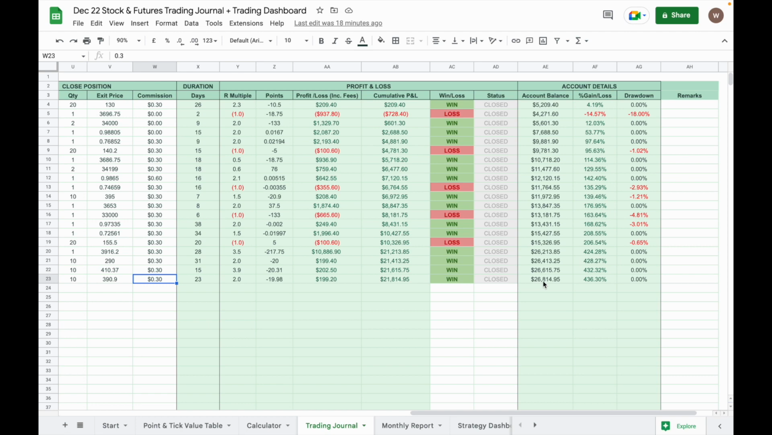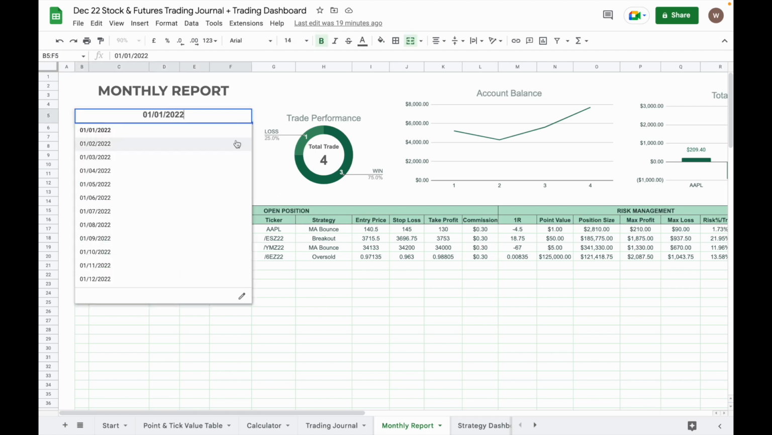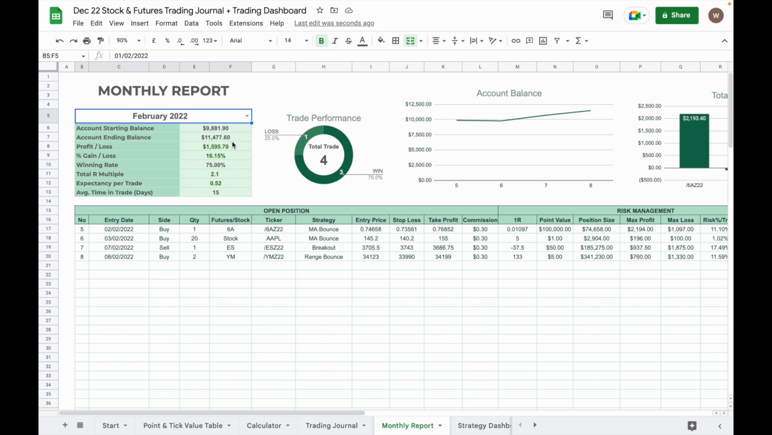In this journal, there is also a monthly report to keep track of your monthly trading performance and strategy. There's a drop-down list here for you to select the month that you want to build, and it will list down all the trades that you have taken on the selected month. This monthly report will show a summary of your trading account, such as your starting and ending capital, your profit and loss, your win rate, and your average return per trade.